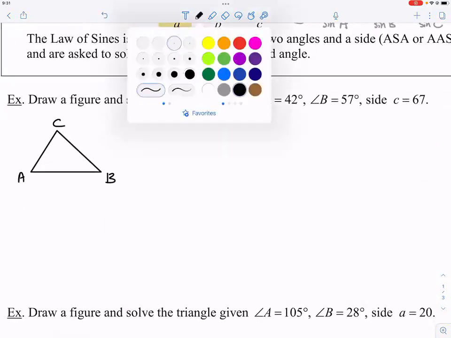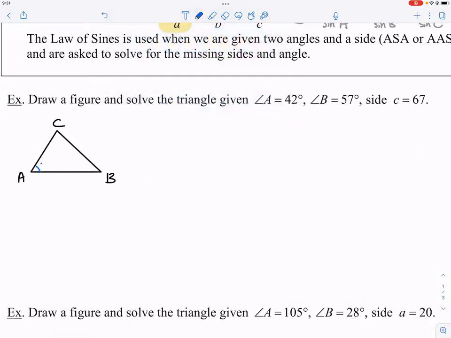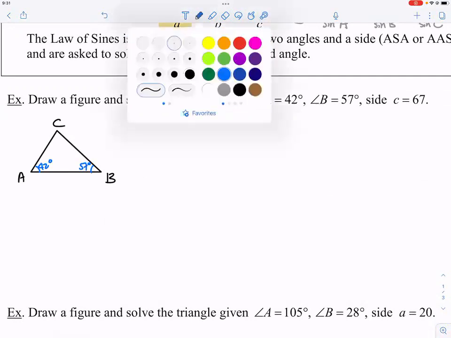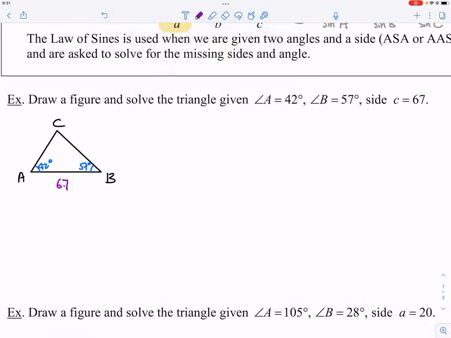So we have angle A, that is 42 degrees, angle B being 57 degrees, and the length c, we use another color. This is 67. Okay, this is c equals 67.